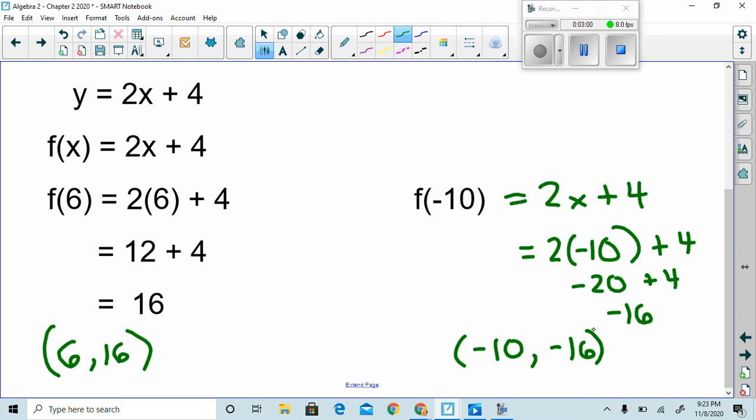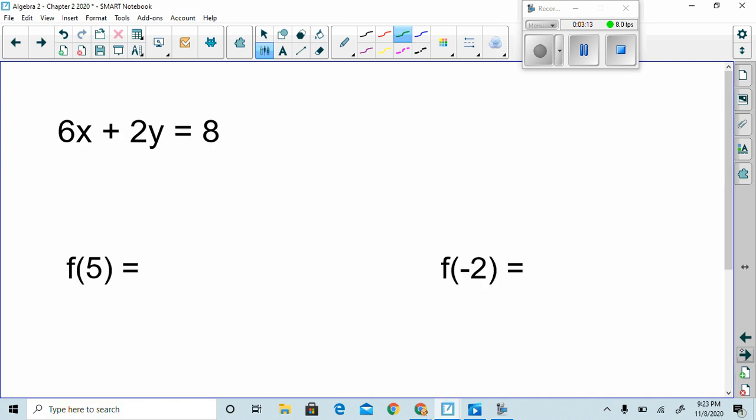So that's something that we did the last time, and again, we don't want to forget what we've learned because it's going to come back in the application form in a future lesson. And it's always good to remember these things, so we'll try one more problem. This is in standard form, this equation, 6x plus 2y equals 8.